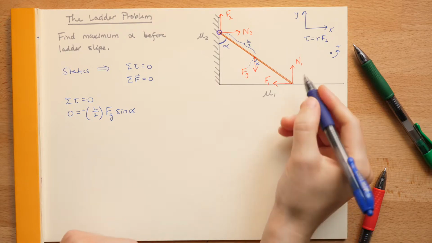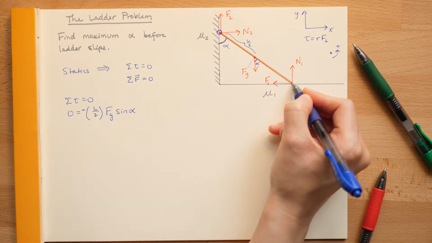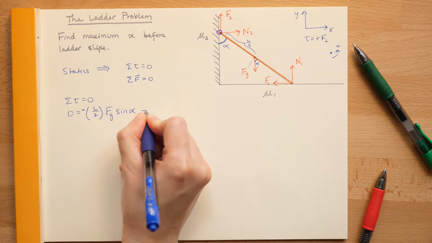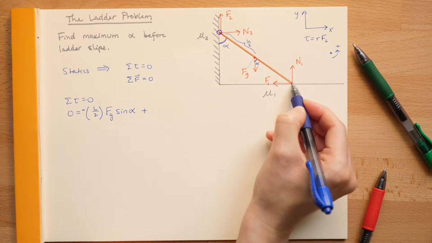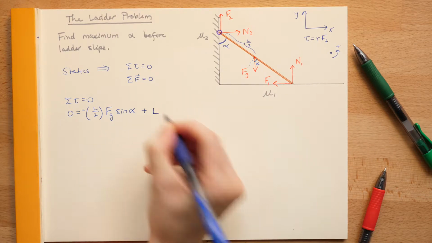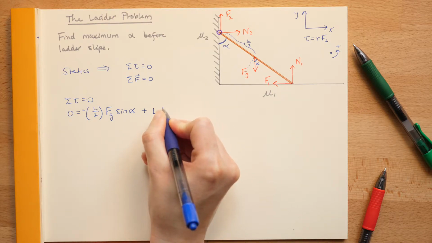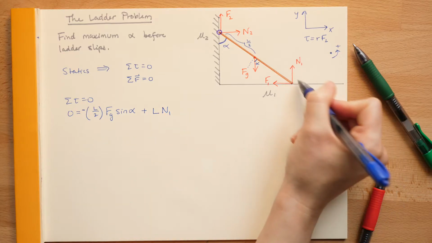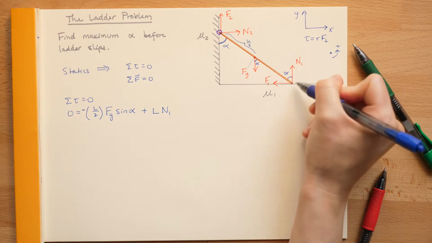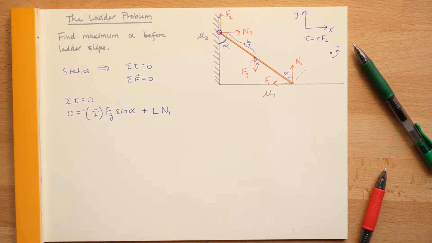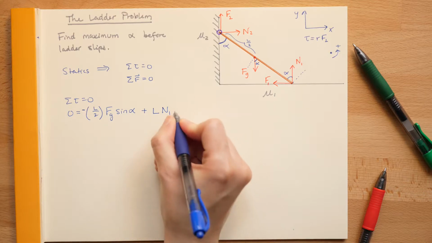Okay, now let's do N1. This is going to give us a counterclockwise rotation, so this is going to be a positive torque. The distance from the pivot to the point where the force is applied is L. The force is that normal force, and we need to figure out what angle we have here. So this angle is alpha. So the perpendicular component is again sine alpha.